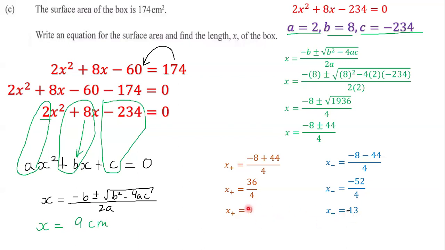We have to use the positive result because the length and the width of a box is not a negative number. It's a positive number. And so x is equal to 9 centimeters is the answer to this question. And that's the answer.